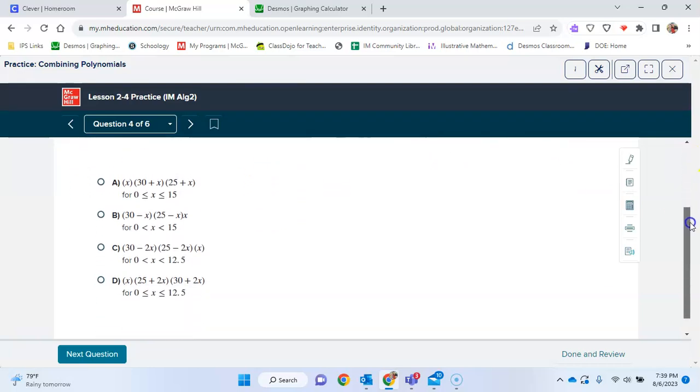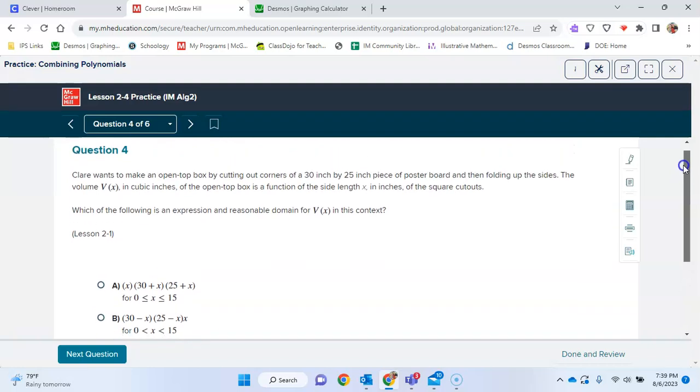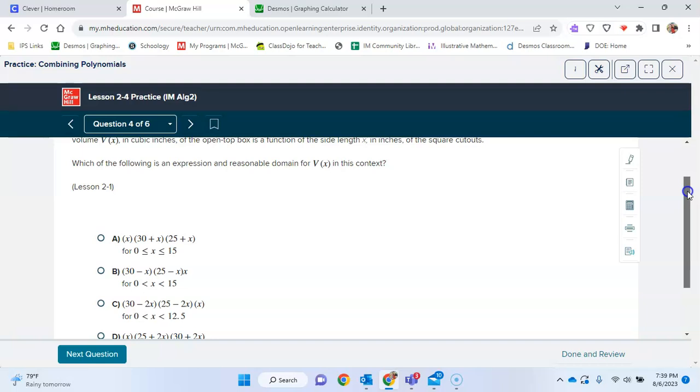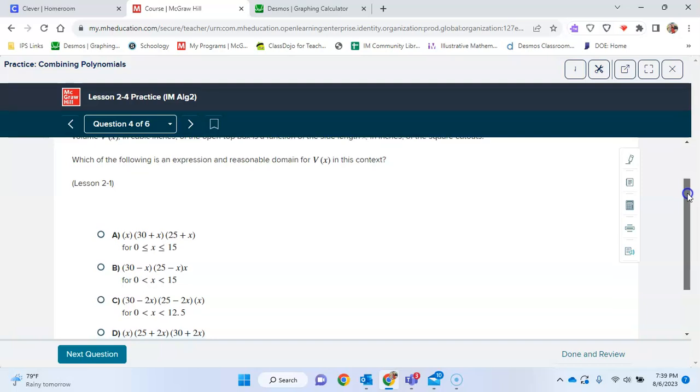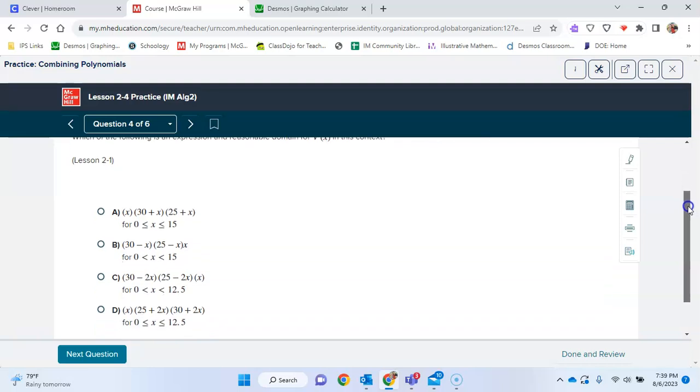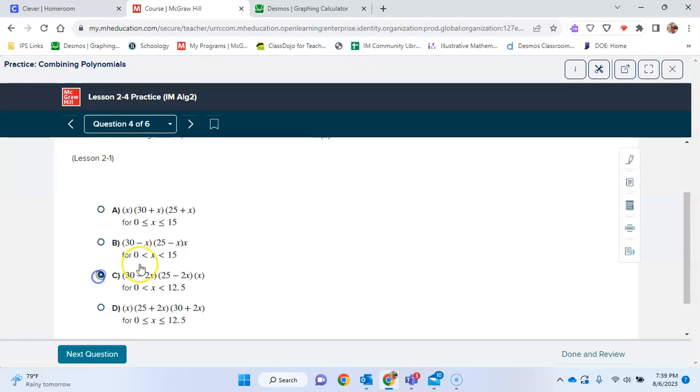All right, so to create the box, we have to cut out 4 corners. So we're going to cut out 2 corners from the length. So we're going to subtract 2x from 30, and we're going to subtract 2x from the width, which is 25, times the height, which is x. Again, we're going to subtract the 4 corners, so minus 2x and minus 2x.